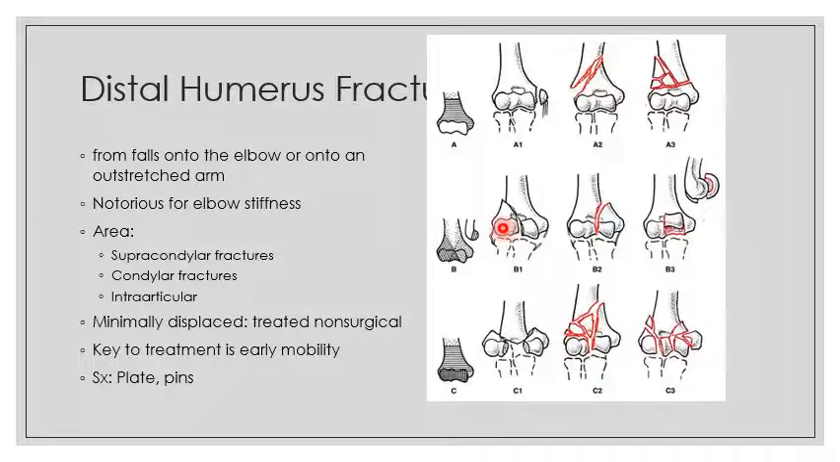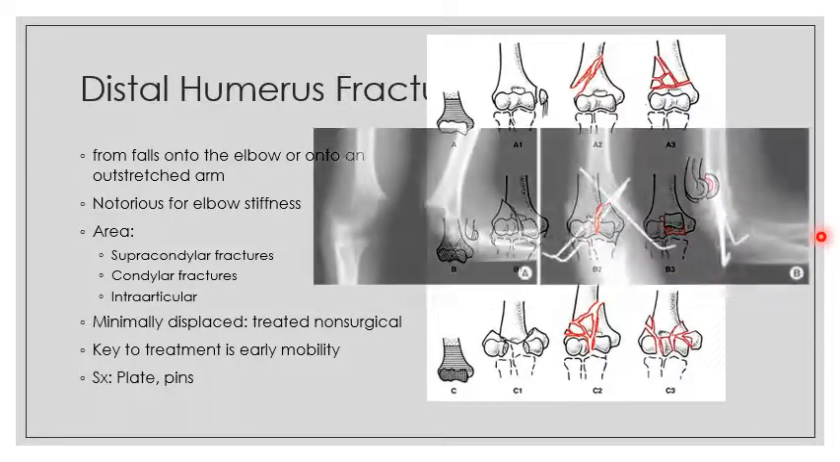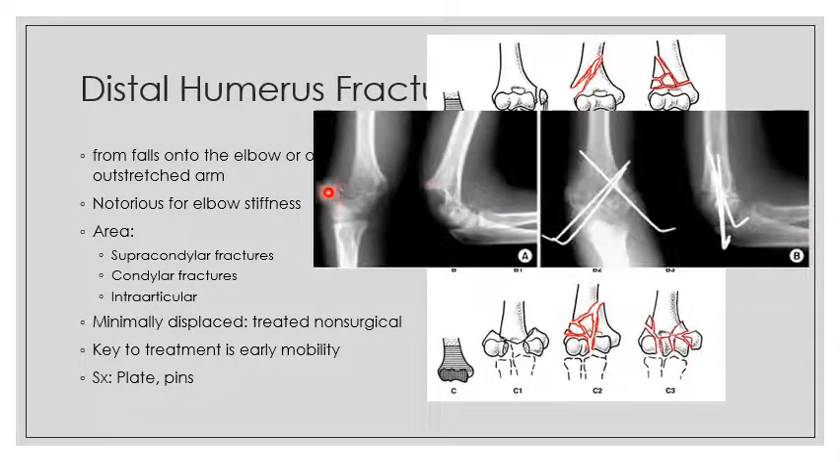If it's a minimally displaced supracondylar fracture, we usually treat conservatively, but it's rarely the case. The key to treatment is always early mobility. So that's why for most distal humerus fractures, I would be more prudent to prescribe a surgical option in order for the patient to quickly mobilize the elbow. In this case, it's a supracondylar fracture.